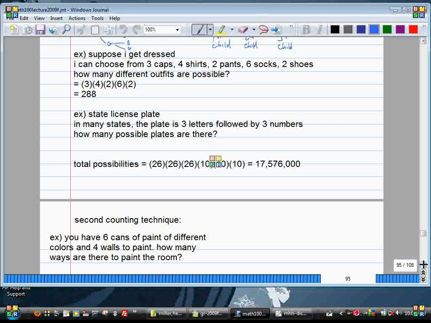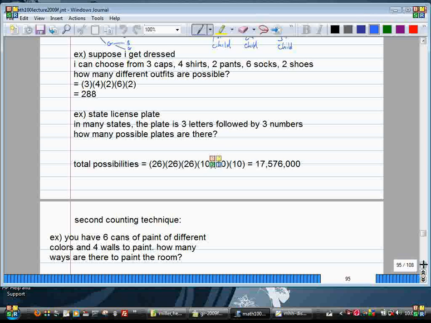Okay. Why are there only 5 choices for the next? Because, I'm sorry? Why not? Why not? Does it say that the walls need to be painted all different colors? No, I didn't. I said there are 6 cans of paint of different colors, as opposed to 6 cans of the same color. Does it say that the walls have to be painted different colors?